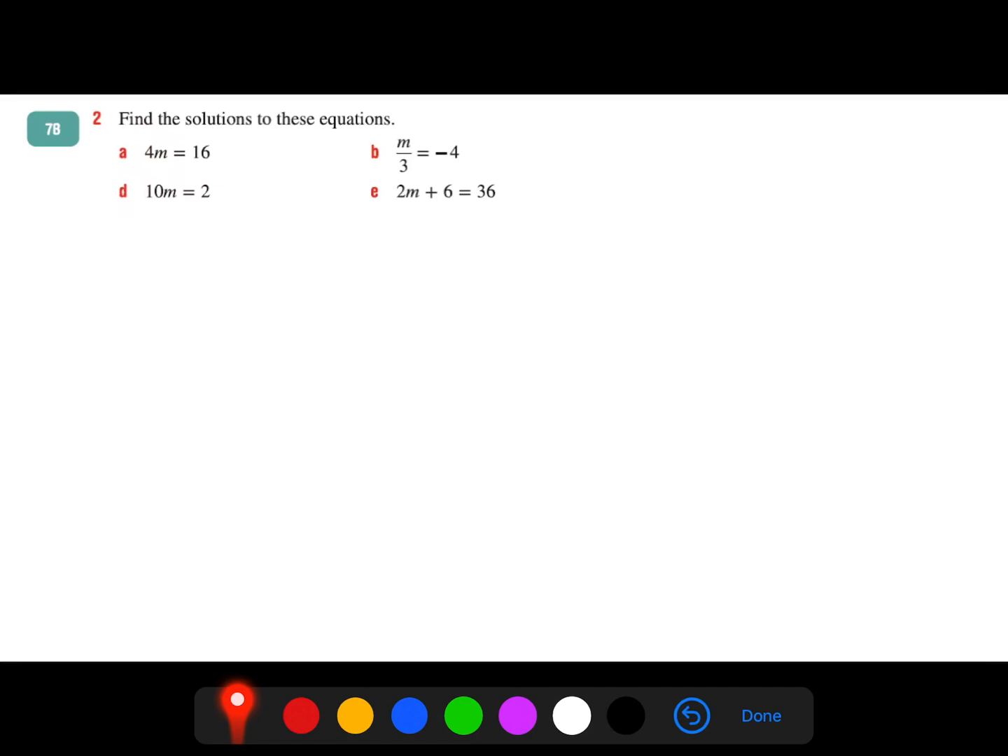Now, for example, for question 2A, question 2a is 4m is equal to 16. Now I can just do this in my head.